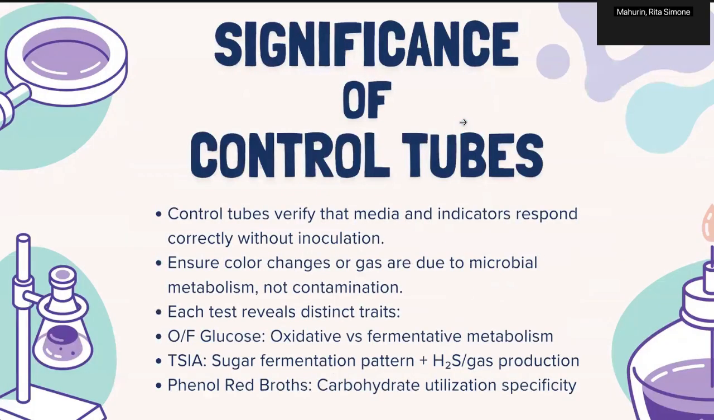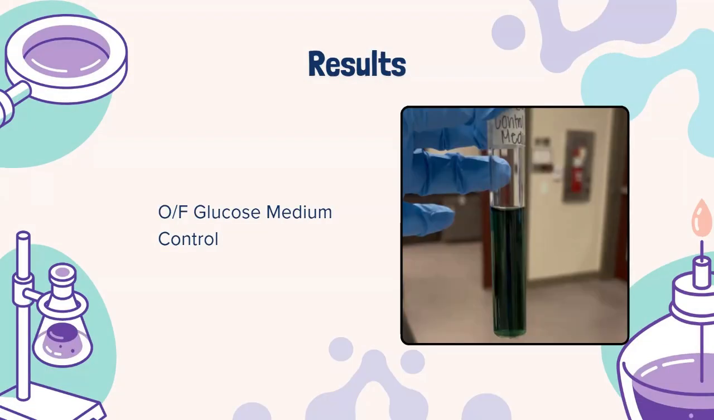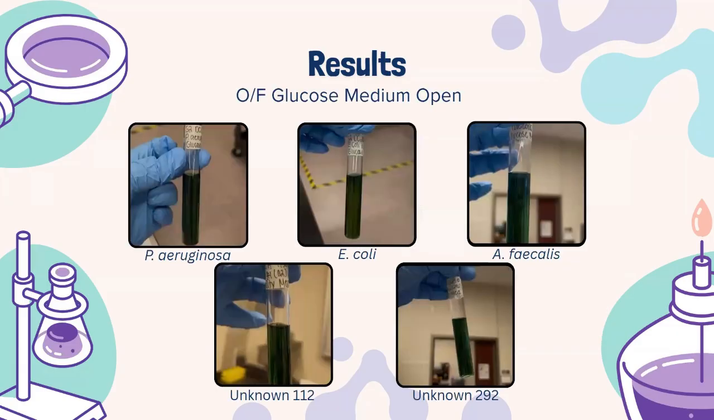The significance of control tubes is verifying that the media and indicators respond correctly without inoculation. They ensure that the color changes or gas are in fact due to microbial metabolism, not contamination, and each test reveals distinct traits. These are the results for our glucose medium. Our control is a dark green. The purpose of this test is to determine whether the bacterium metabolizes glucose oxidatively, fermentatively, or not at all.